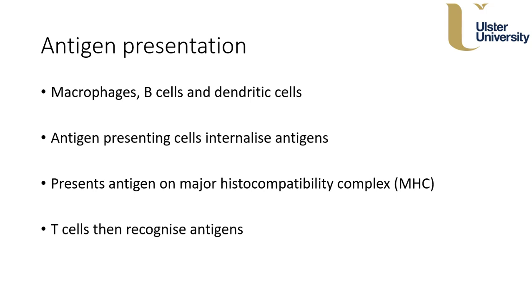Another concept that it's imperative that you understand is antigen presentation. Almost all cells of the immune system can present antigen, but the cells that do it most often and best are the macrophages, the B cells, and the dendritic cells. Antigen presentation is a straightforward process. Antigens are taken inside the immune cell, similar to phagocytosis. The antigen is then degraded into smaller fragments and displayed on the major histocompatibility complex, or MHC. The antigen is then recognized by a T cell.